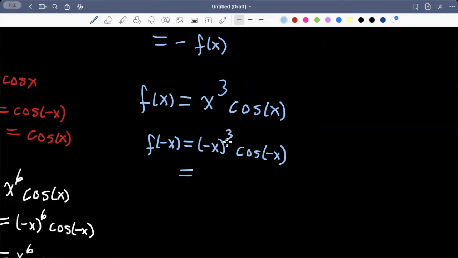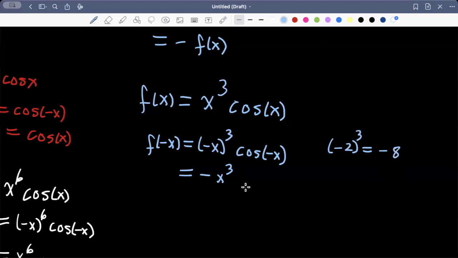Negative x to the 3 is negative x to the 3. So this time the negative will stay. A negative to the power of an odd number will remain negative. And if you forget these properties, it's okay. You just got to test it out with numbers. Negative 2 times negative 2 times negative 2 is a negative 8. So the negative will survive, will stick around if you have an odd exponent.